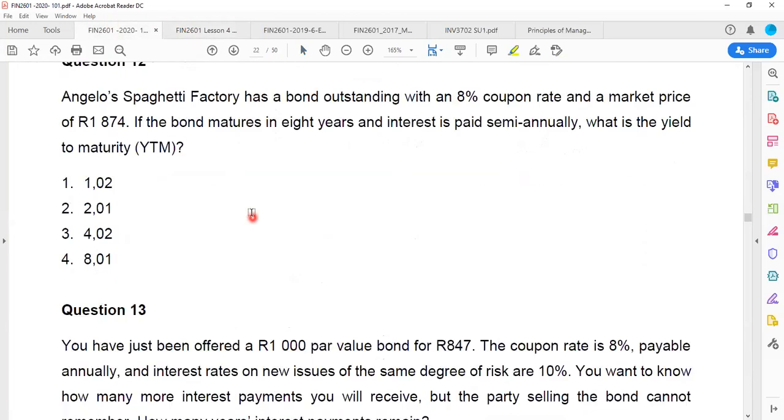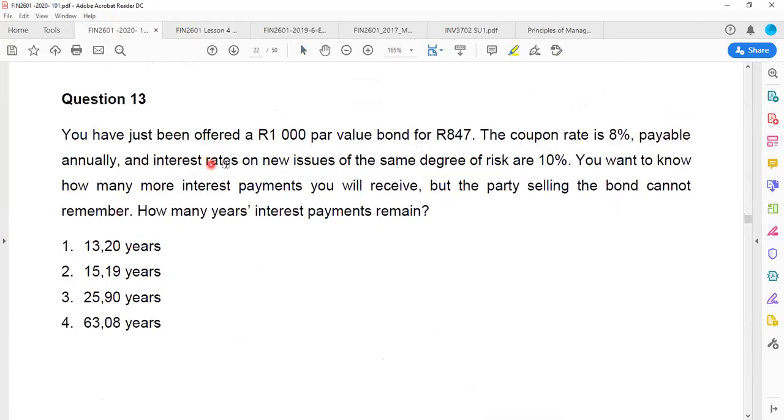Lastly, can you try question 13? Put the recording on pause. Give this a try. See if you can identify everything you've been given. Input it into your calculator, and then let's check the answer you get.